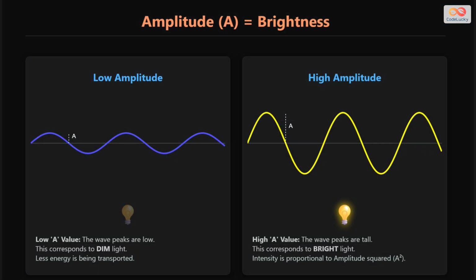Let's break down the parts of that formula. The letter A stands for amplitude. Visually, this is the height of the wave from the center line to the peak. In the real world of light, amplitude controls brightness. A wave with a low amplitude is dim light. A wave with a high amplitude carries more energy and appears as bright light. So, when you use a dimmer switch, you are essentially changing the amplitude of the sine waves coming from the bulb.